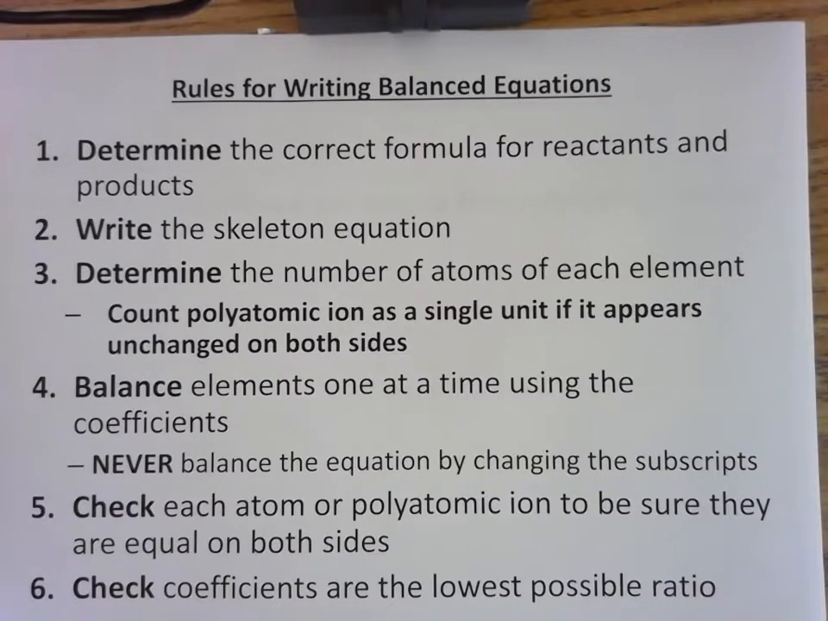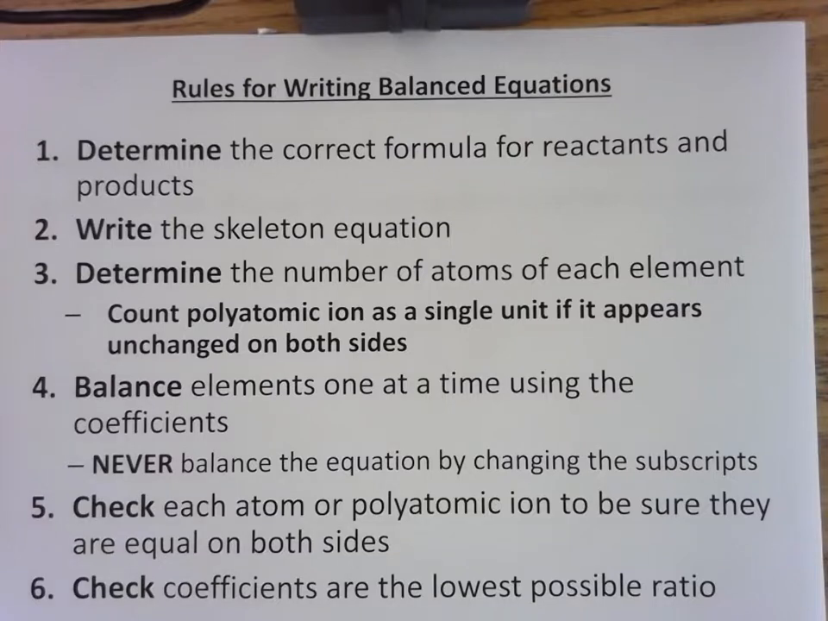You can count polyatomic ions as a single unit if they appear unchanged on both sides. Then you're going to balance elements one at a time using the coefficients. We never balance the equation by changing subscripts because that changes the type of compound or molecule that you have, and not the quantity. Check each atom or polyatomic ion to be sure they are equal on both sides, and then check your coefficients to make sure they're the lowest possible ratio.